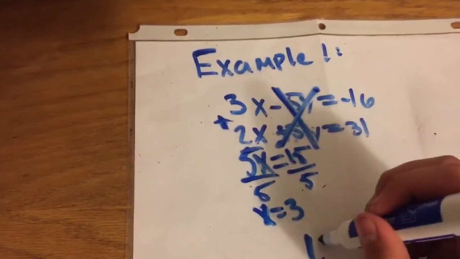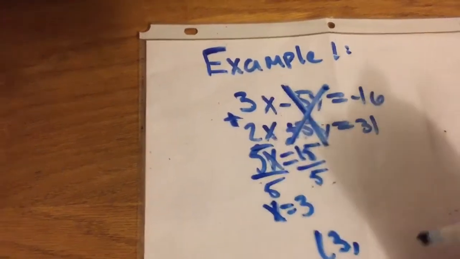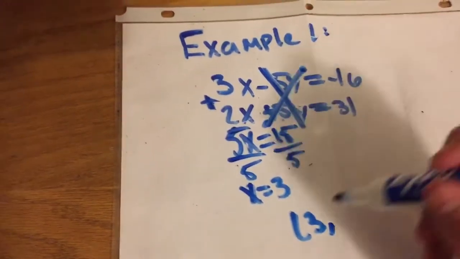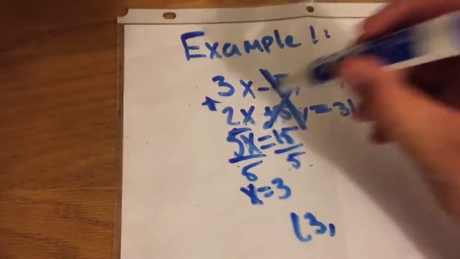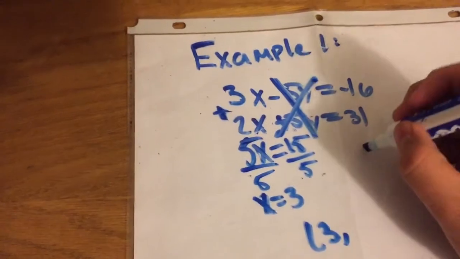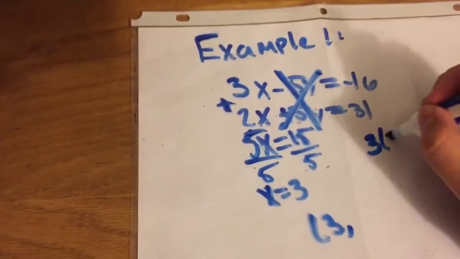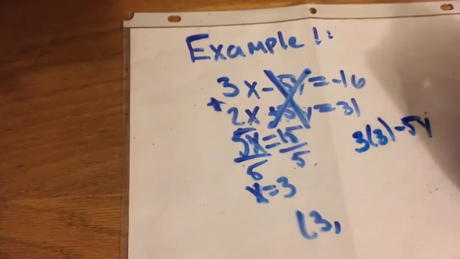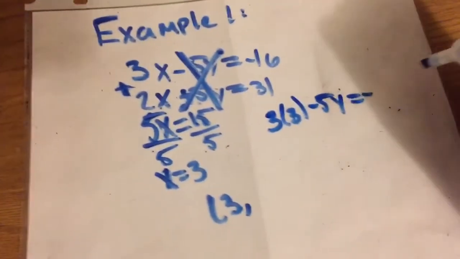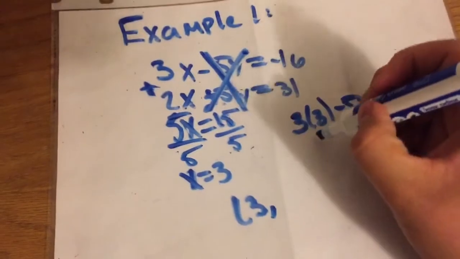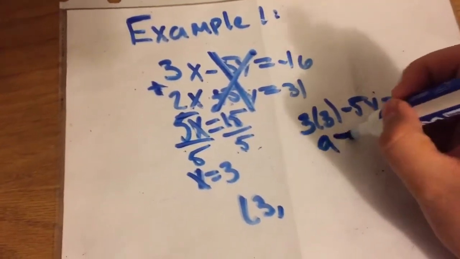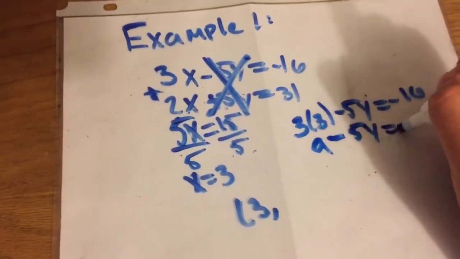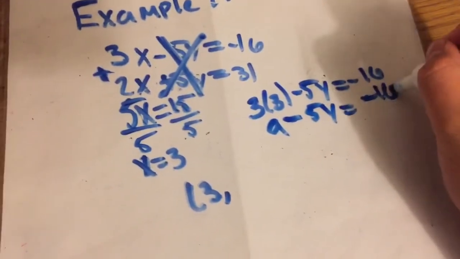So now you know the first part of your ordered pair, x, which is 3. Next, you're going to input 3, or x, into one of these equations here. So I'm going to choose the first one. 3 times 3 from x minus 5y equals negative 16. Next, you're going to multiply. So 3 times 3 equals 9, minus 5y equals negative 16.